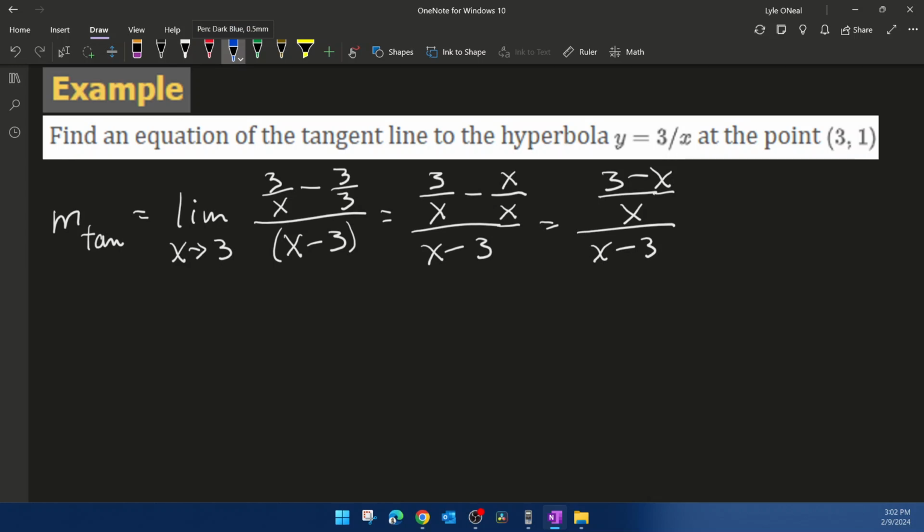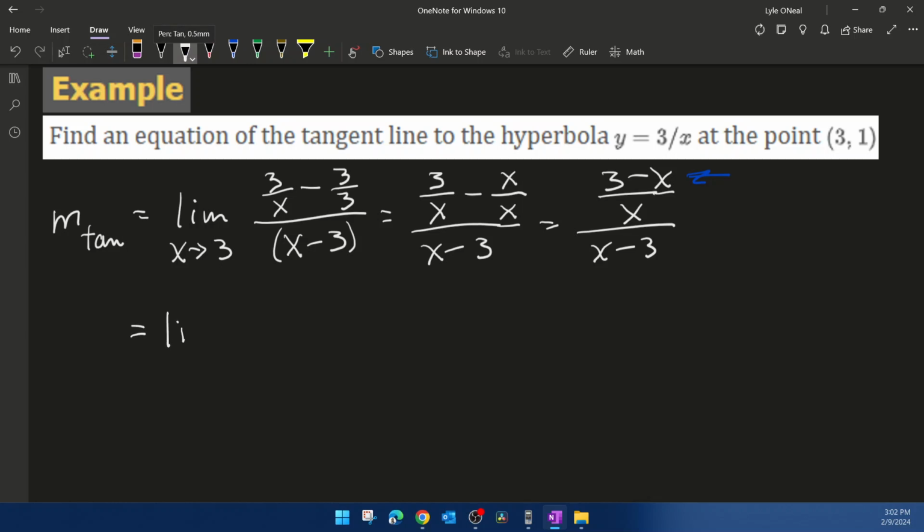And would you look at this? This numerator is almost the denominator. The only difference is that it is opposite. So what I would need to do to make it the same is factor. Let's factor a negative out of the numerator and then simplify.